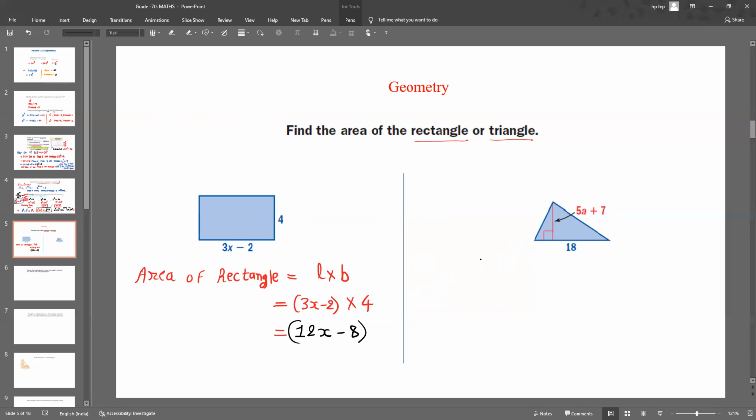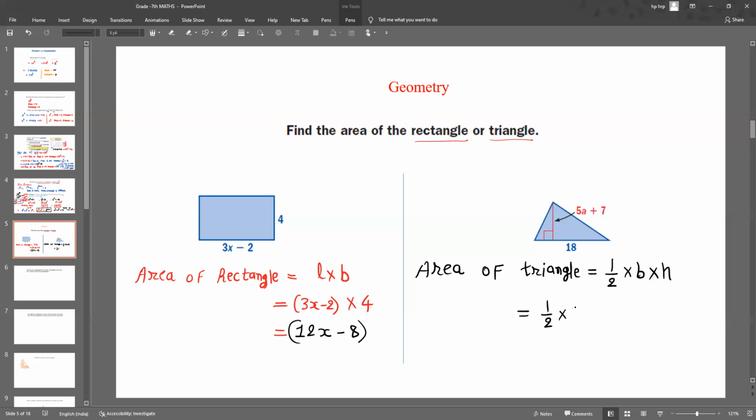Now in the second figure you see that we have a triangle. So here how can we find the area of this triangle? The area of the triangle would be 1/2 times base times height. Yes. So in this question, what is base and which one is height? The height would be 5a plus 7.